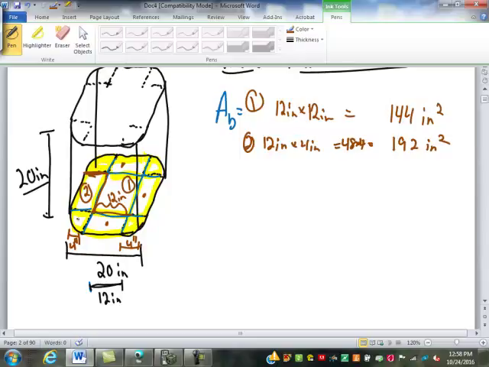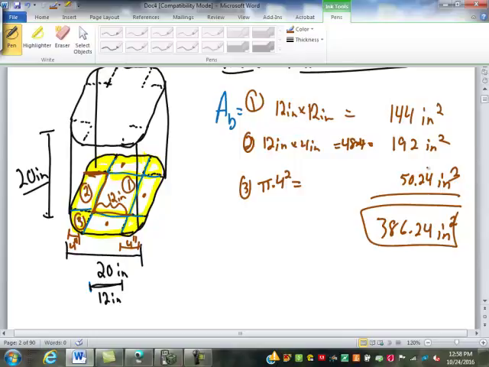And then piece 3 is going to involve these quarter circles, which is going to be pi times 4 squared, because all the quarter circles make one full circle, which is going to be 50.24, correct? So it's going to be 386.24. Does that look correct? There's 4 quarter circles. 4/4 make one whole. Does that make sense? Yeah.